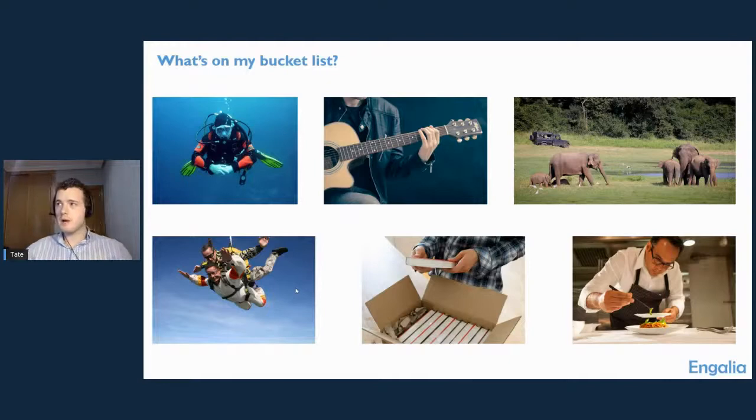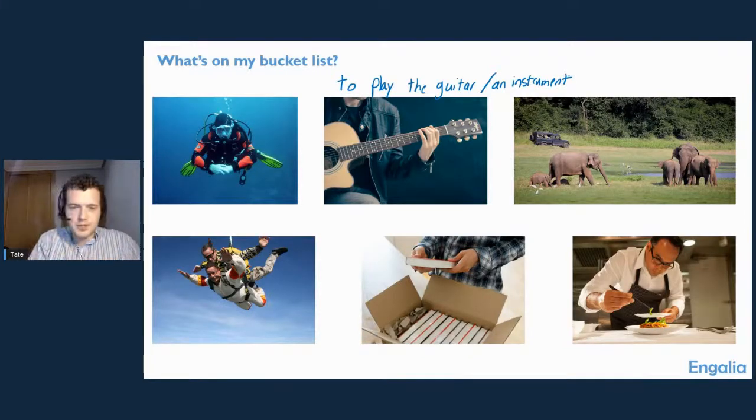I see one. Yep. Raimundo, you said playing the guitar. Excellent. So we have that second one here, to play. So we'll say to play. We could say the guitar, or an instrument. Yeah, excellent. So one of my bucket list items, one thing I want to do before I kick the bucket, before I die, is to learn to play the guitar or learn to play an instrument.